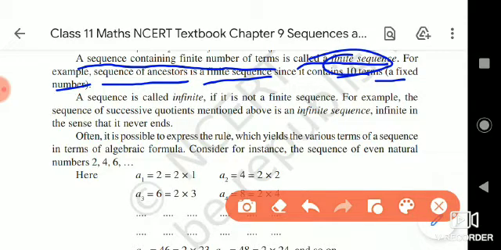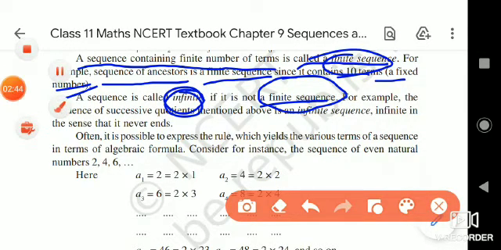And the second type is the infinite sequence. A sequence is called an infinite sequence if it is not a finite sequence. That is, a sequence containing an uncountable number of elements is called an infinite sequence, or a sequence which is not a finite sequence.